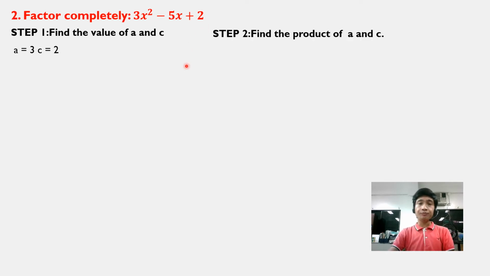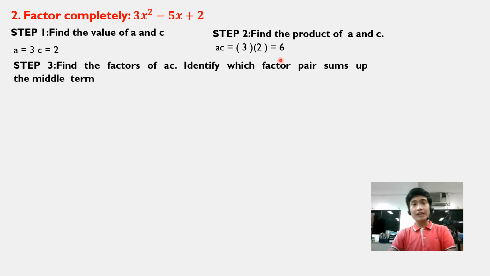Step number 2, find the product of a and c. So multiply lang natin ito. So you have here ac, that is equal to 3 times 2, you will have 6. Let's have step number 3. Step number 3, find the factors of AC. Identify which factor pair sums up the middle term.